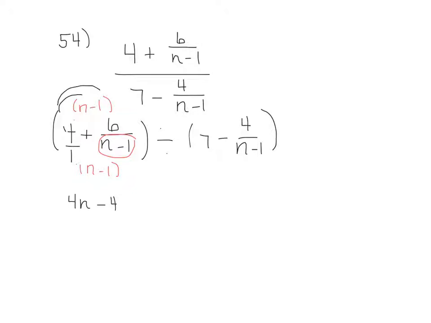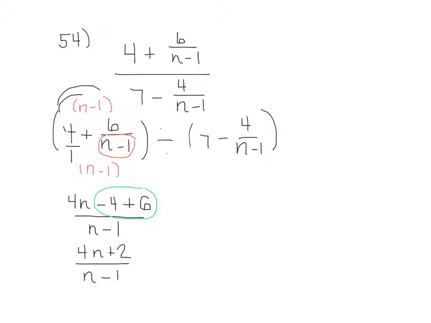And then the numerator of my second fraction, which is already over the n minus 1, so I need not do anything to it, is 6. Now clearly I can see that negative 4 and 6 can be combined, and what I'll have is positive 2. So I'll have 4n plus 2 all over n minus 1.